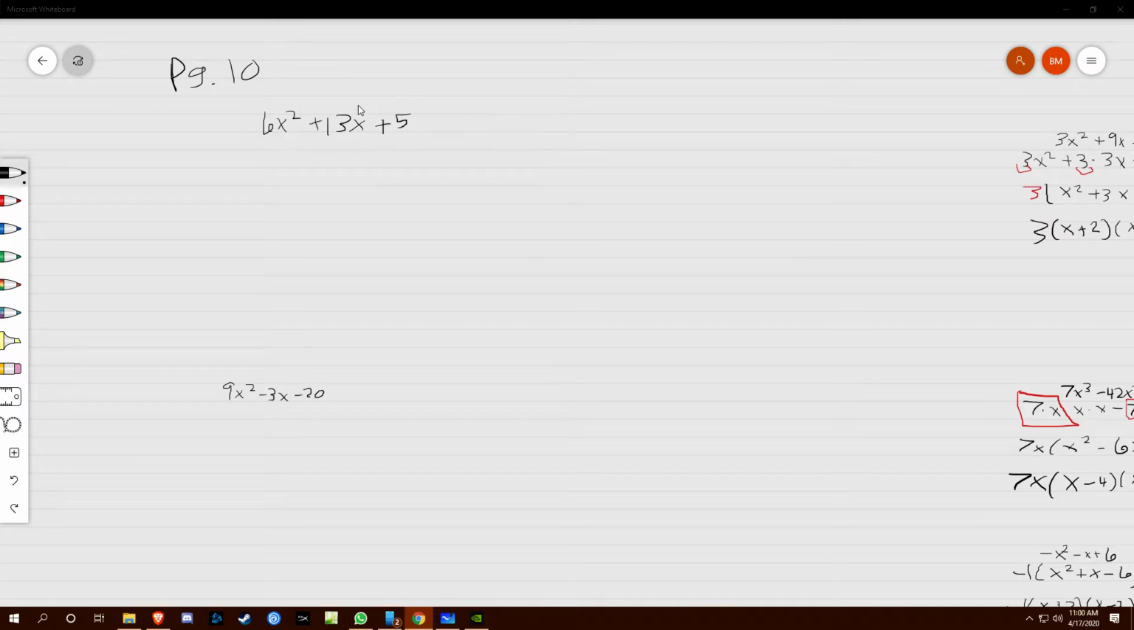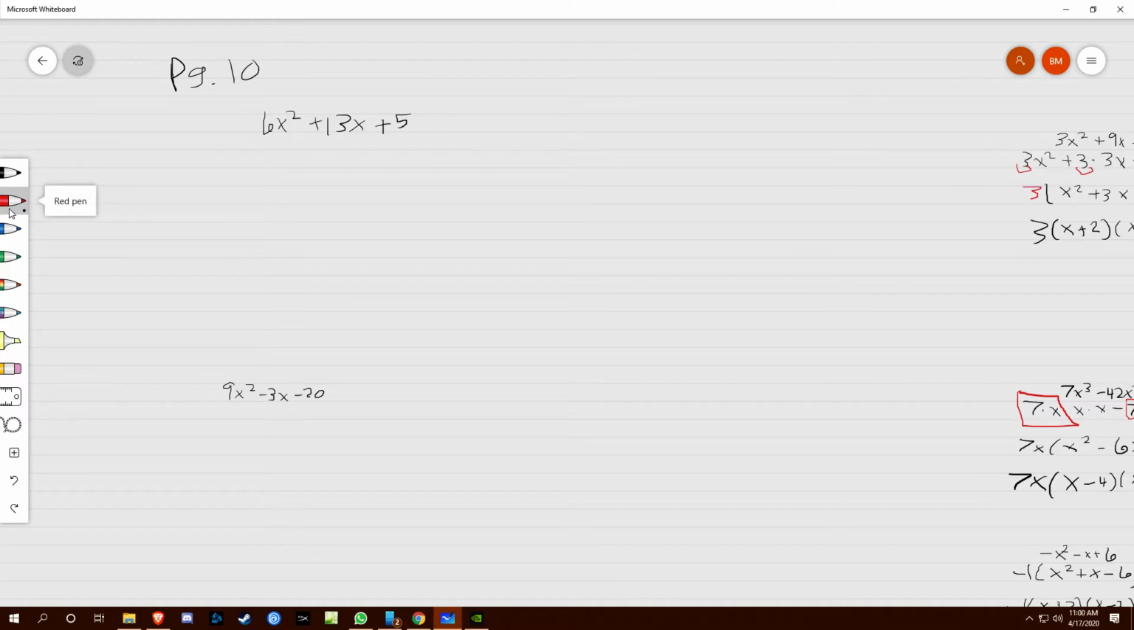So my first step of my AC method. Okay, so let's look at 6x squared plus 13x plus 5. So our leading coefficient is not 1. It's positive, but it's not 1. And there is no common factor between 6, 13, and 5 other than 1. So factoring out 1 doesn't help us. So what we will do is go through my AC steps.